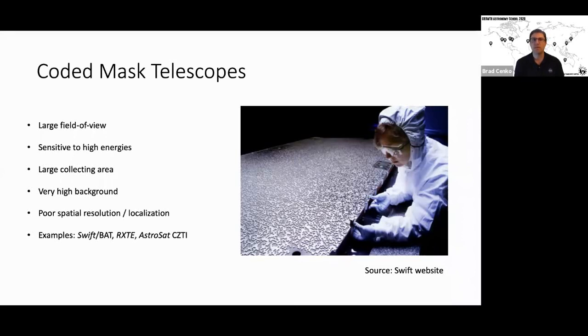Also, even though you can do localization, you can tell where on the sky sources are coming from, it's much poorer, much cruder than is possible with a focusing telescope. For example, the Burst Alert Telescope, the BAT on Swift, which I believe is one of, if not the most precise localization of any coded mask instruments.